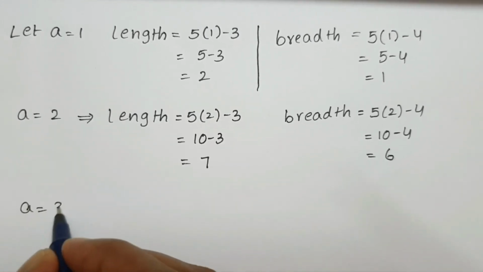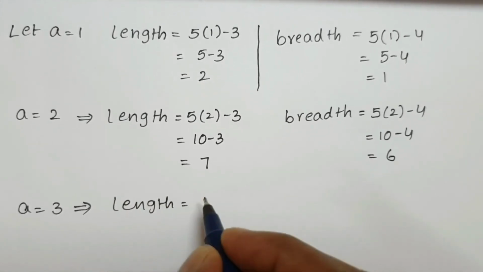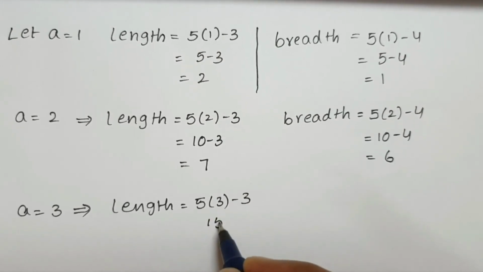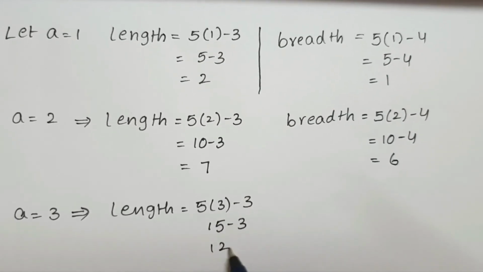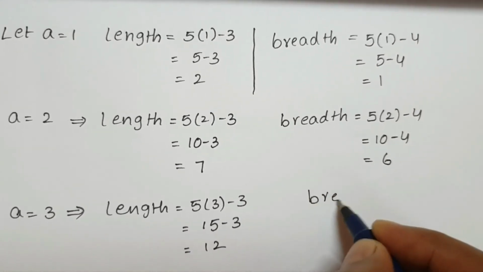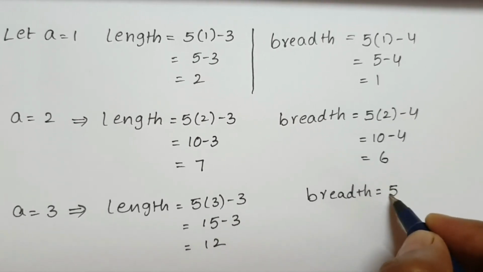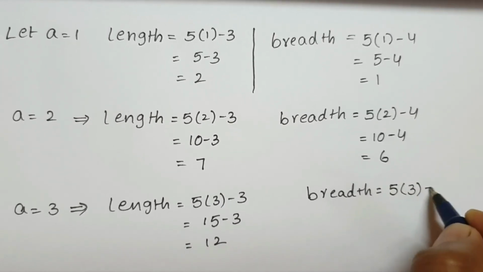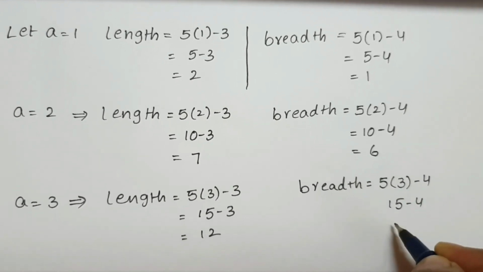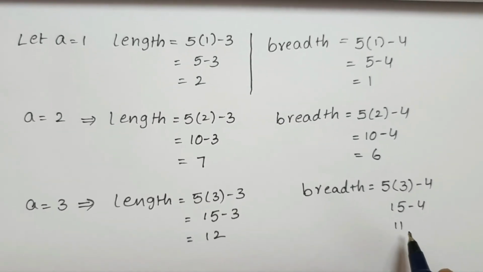Like a equal to 3, length: 5 into 3 minus 3, 5 threes are 15 minus 3 we get 12. This is length. Next breadth: 5a minus 4, 5 into 3 minus 4, 5 threes are 15 minus 4, we get 11. When length equals 12, breadth is 11.